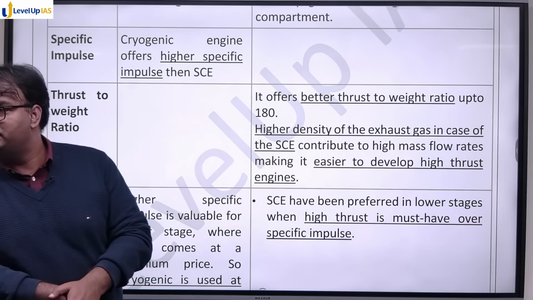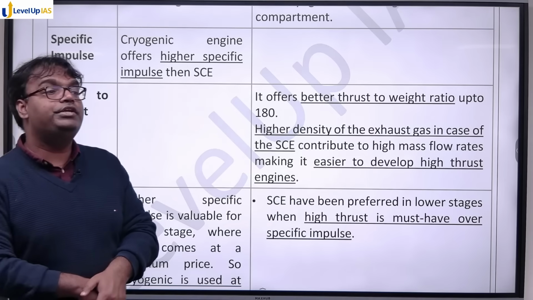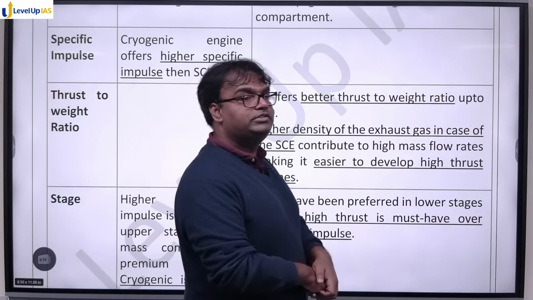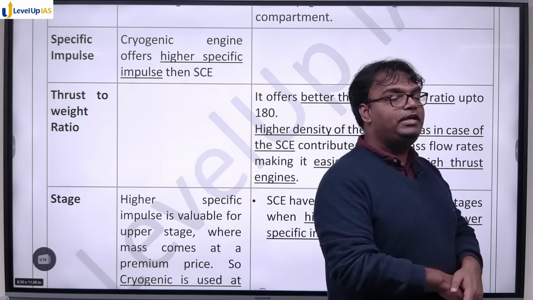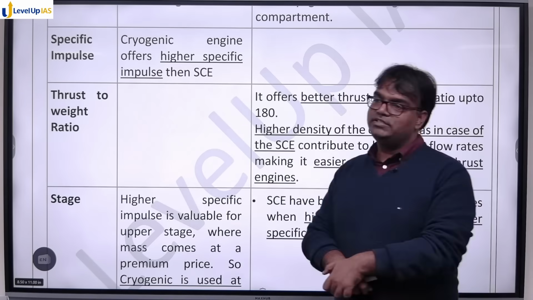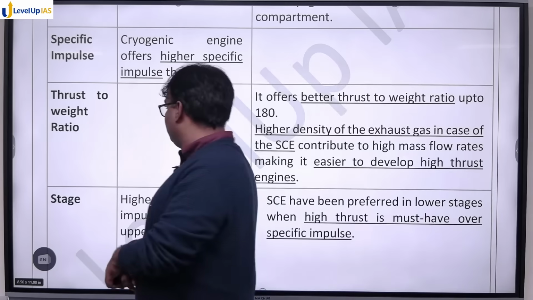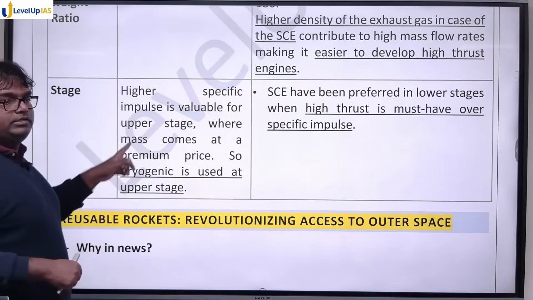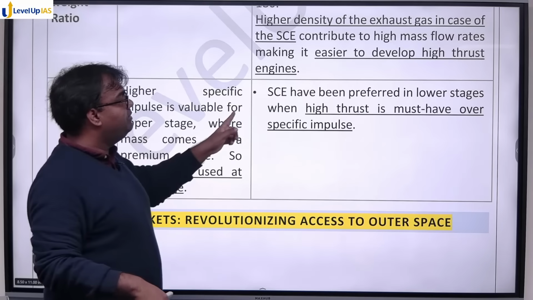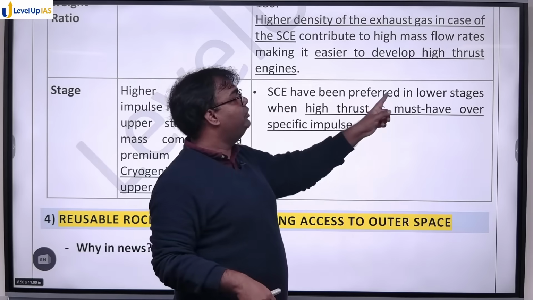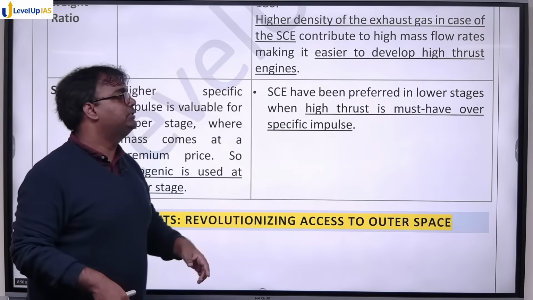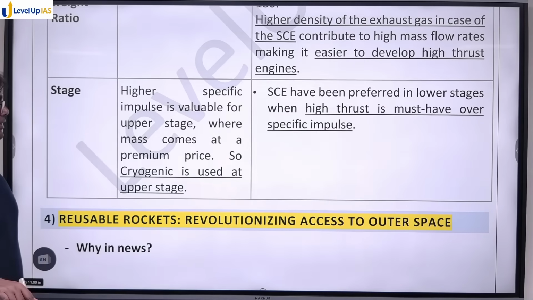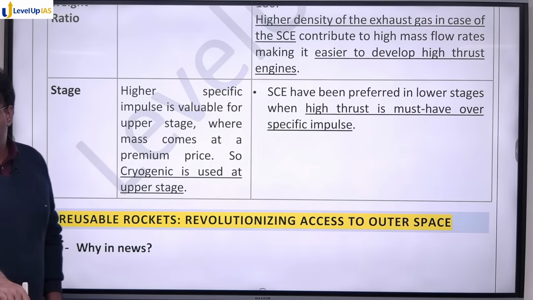What is currently the second stage in GSLV, when the new generation launch vehicle comes, the first stage will be solid, but the second would be a semi-cryogenic engine, and the third most probably will remain a cryogenic engine. So look at the stages: cryogenic engine will be in the upper stage, semi-cryogenic engine is preferred in lower stages when high thrust is a must, over specific impulse. Got it?